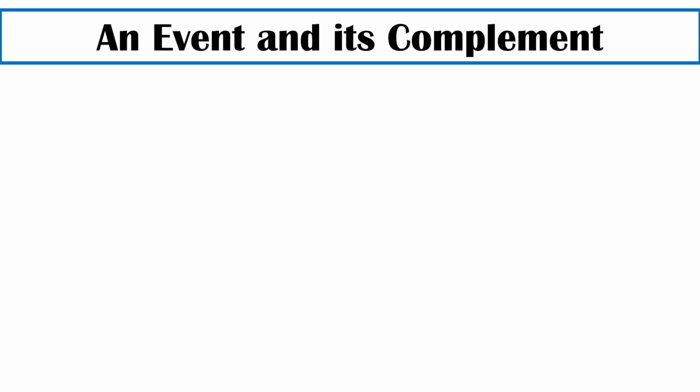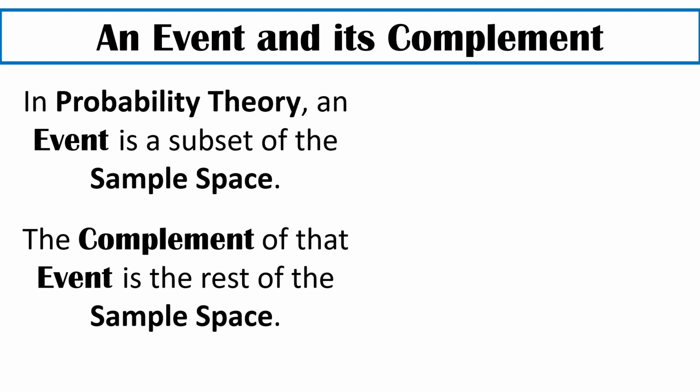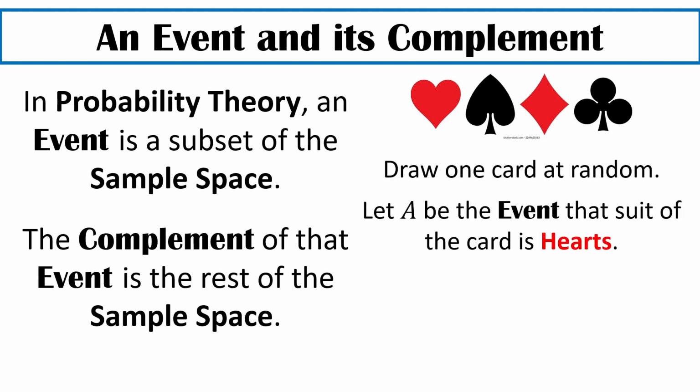Okay, so what is an event and what is its complement? In probability theory, an event is a subset of the sample space. And the complement of the event is everything else in the sample space. So for example, let's suppose we have a deck of playing cards. We draw one card at random. Let A be the event that the suit of the card is hearts.